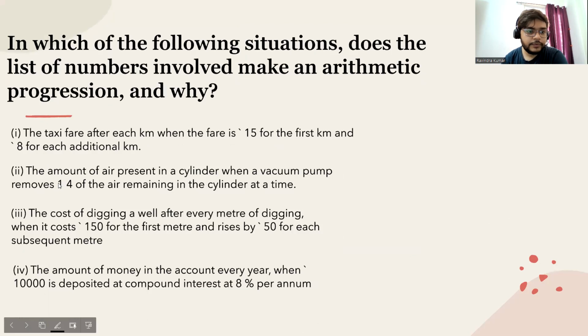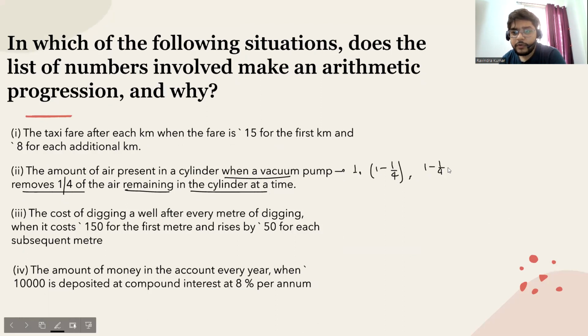So how will we proceed? The amount of air present in the cylinder when a vacuum pump removes 1 by 4th of the air remaining in the cylinder at a time. Let's say initially it is 1. If it is removing 1 by 4, we will be left with this one. Again in the next term, again removing 1 by 4th of this. The same thing happens again and again. So let's find out whether it is forming an AP or not.